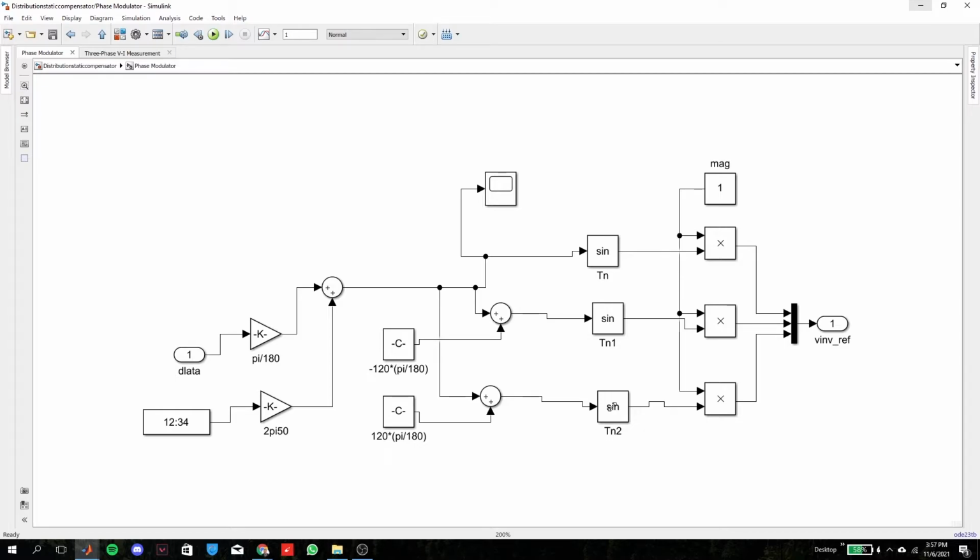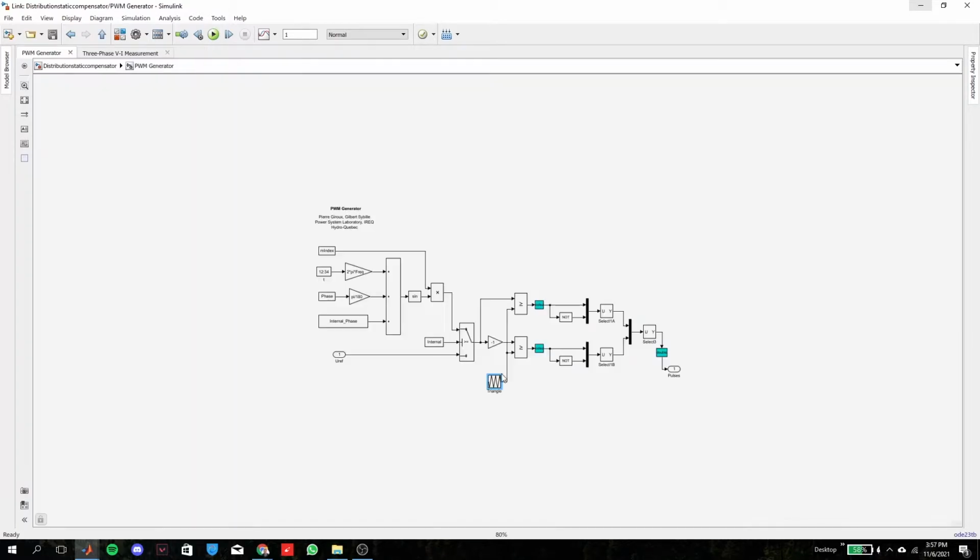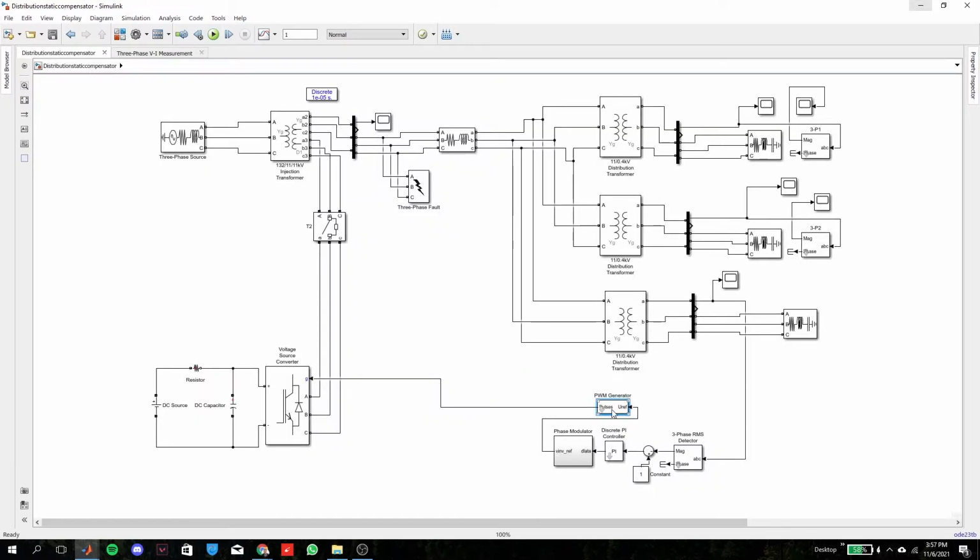Here, the signal received from the PI controller is summed up with the balanced phase angle supply voltage at 120 degrees. Then it is passed to the PWM generator. In the PWM generator, the voltage received from the phase modulator is compared with the triangular carrier signal. The PWM generator will generate the switching pulse for the voltage source converter.